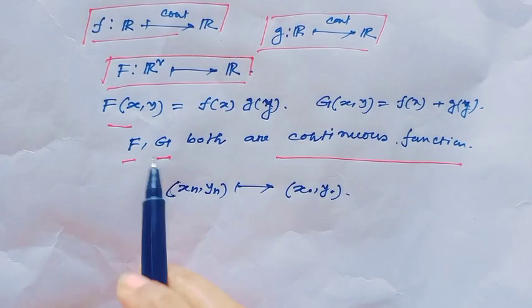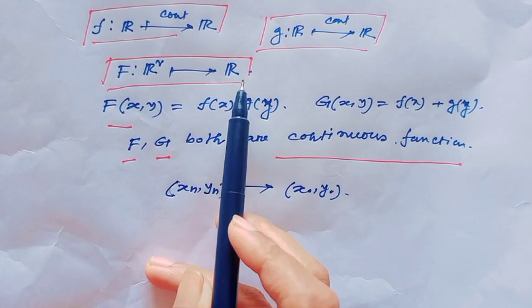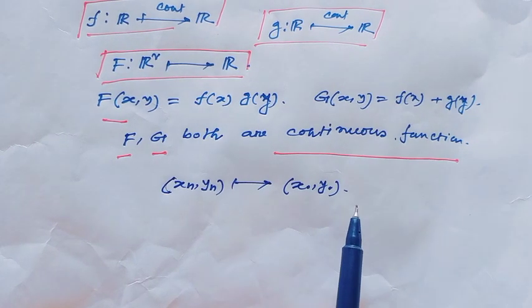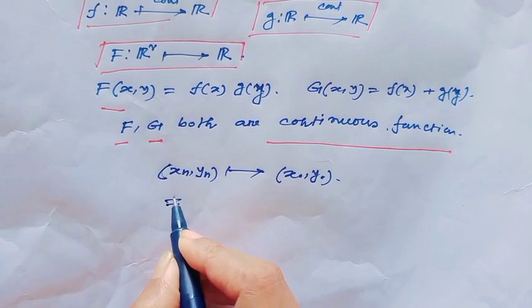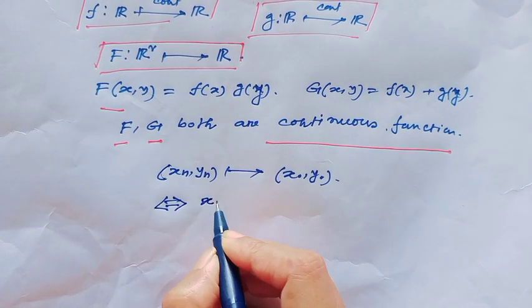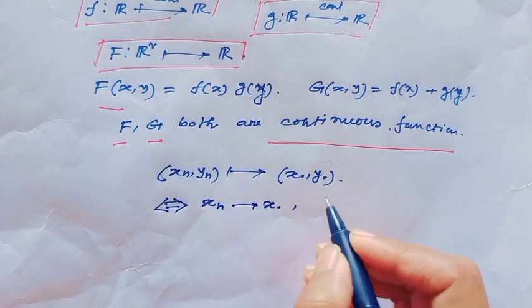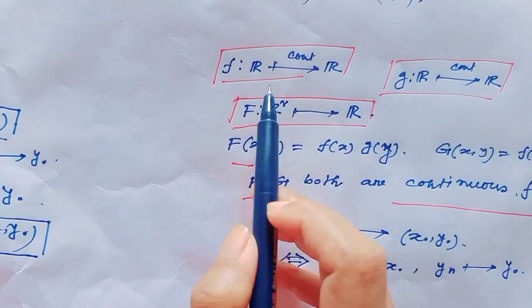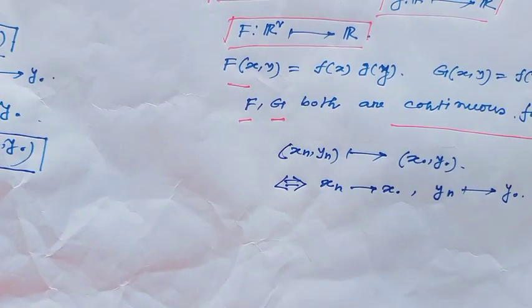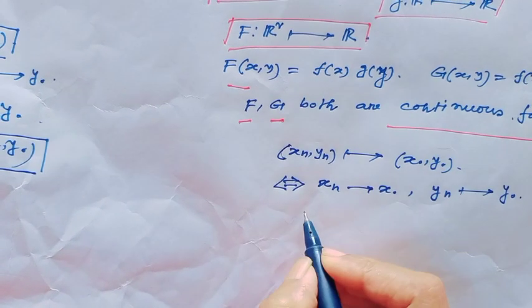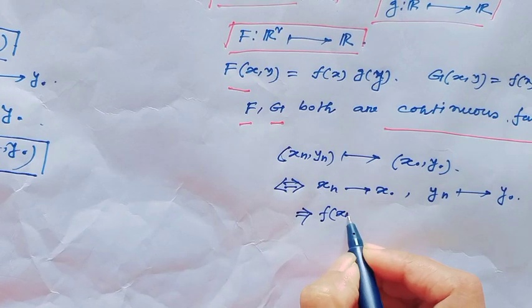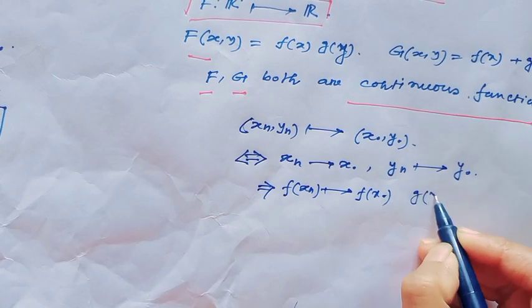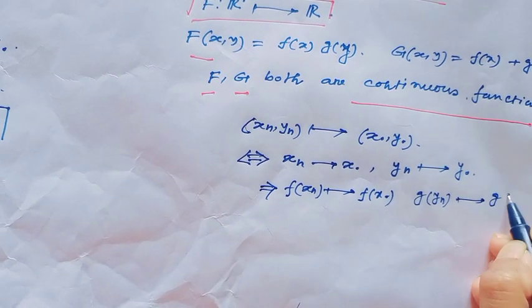For this, since capital F maps from R² to R, take a sequence (xn, yn) which converges to (x naught, y naught). That implies, obviously, this is an if and only if condition, xn converges to x naught and yn converges to y naught. Since given f and g are both continuous functions, xn converges to x naught implies f of xn converges to f of x naught, and g of yn converges to g of y naught.